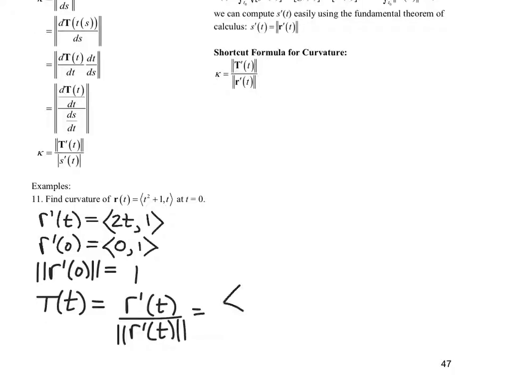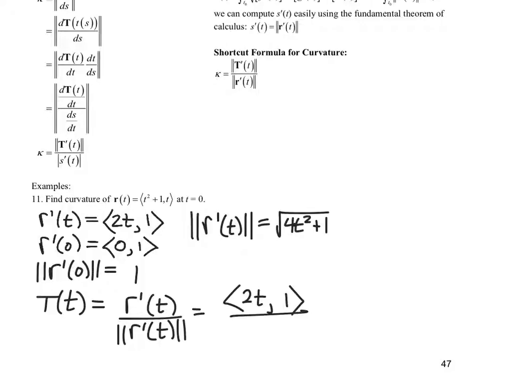So 2t, 1, and we're dividing that by the magnitude of r prime. I will have to figure that out, but that's easy enough: the square root of 4t squared plus 1. So it's a little beefier looking, but this is what our unit tangent vector would be.